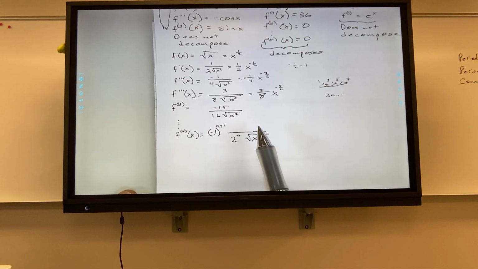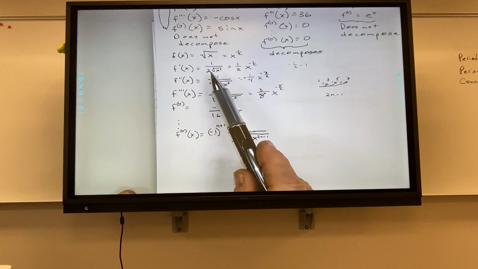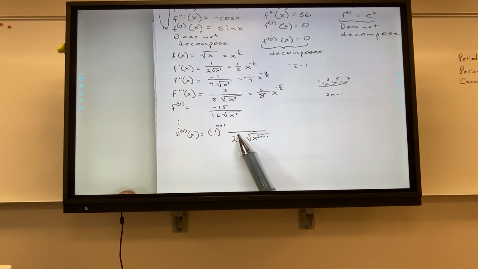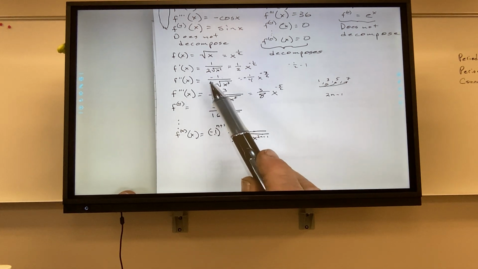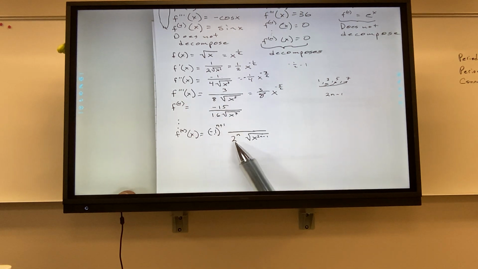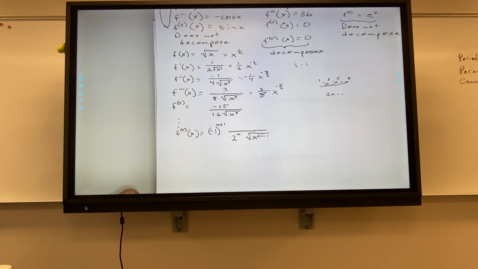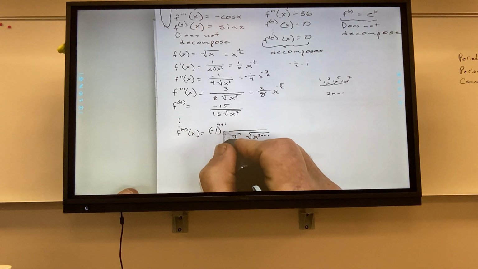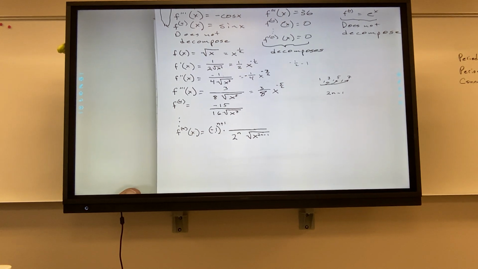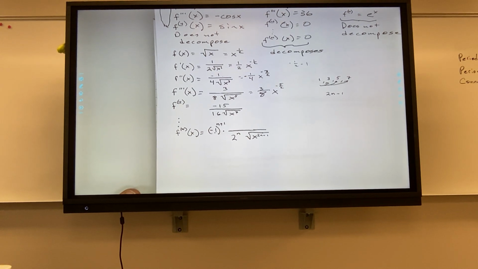Let's check. So far, if I'm on the first derivative, this is 2 to the first. This is x to the 2 times 1, which is 2, minus 1, which is 1. If it's the second derivative, 2 to the second is 4. 2 to the 2 times 2 is 4, minus 1 is 3. Looks like it works, doesn't it? The only thing now is we gotta get that numerator. I'm gonna put a times here. What do you notice?